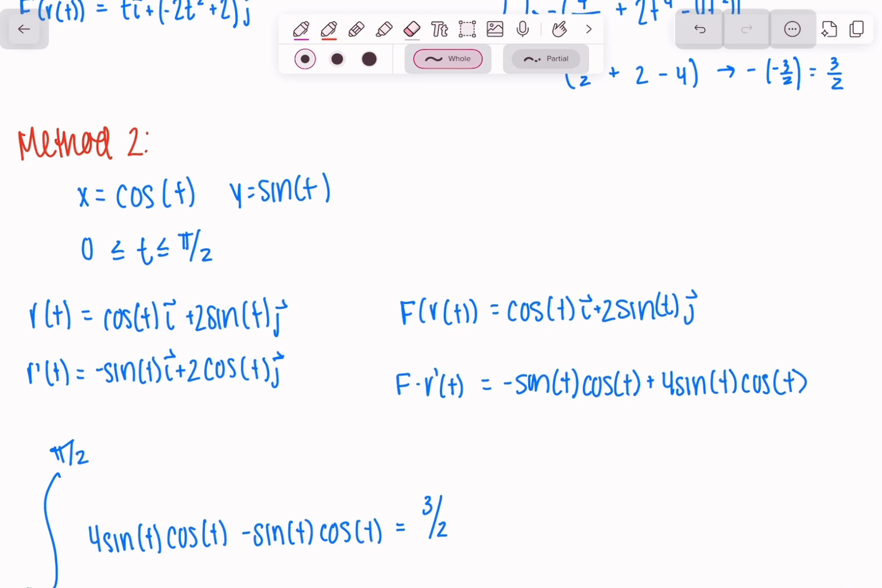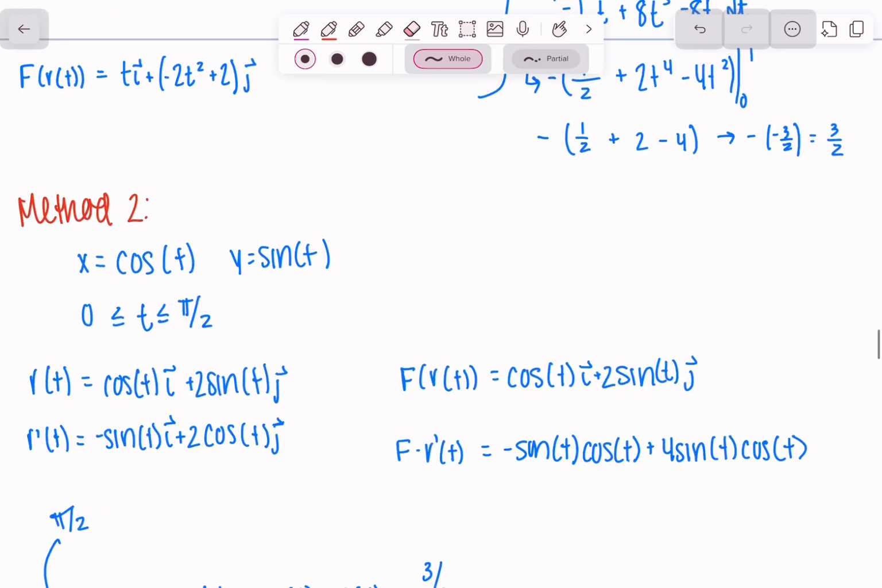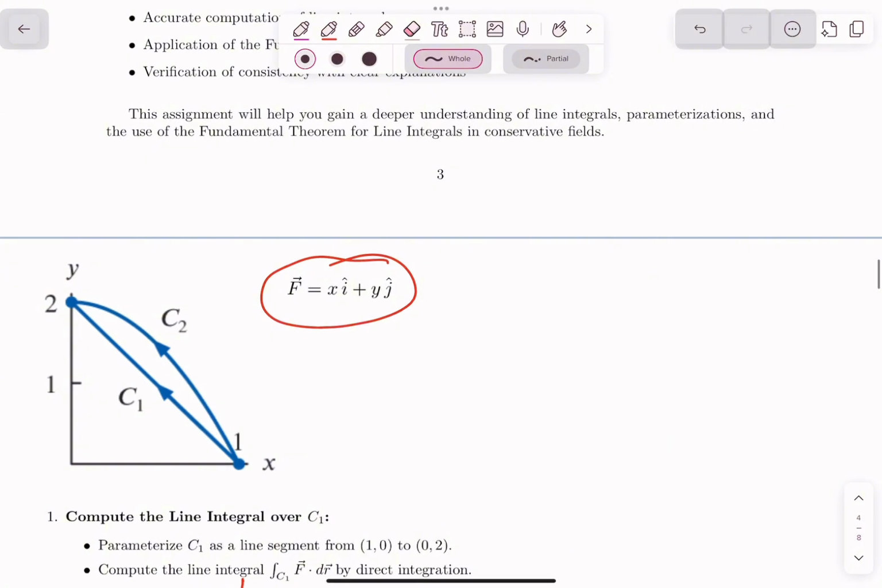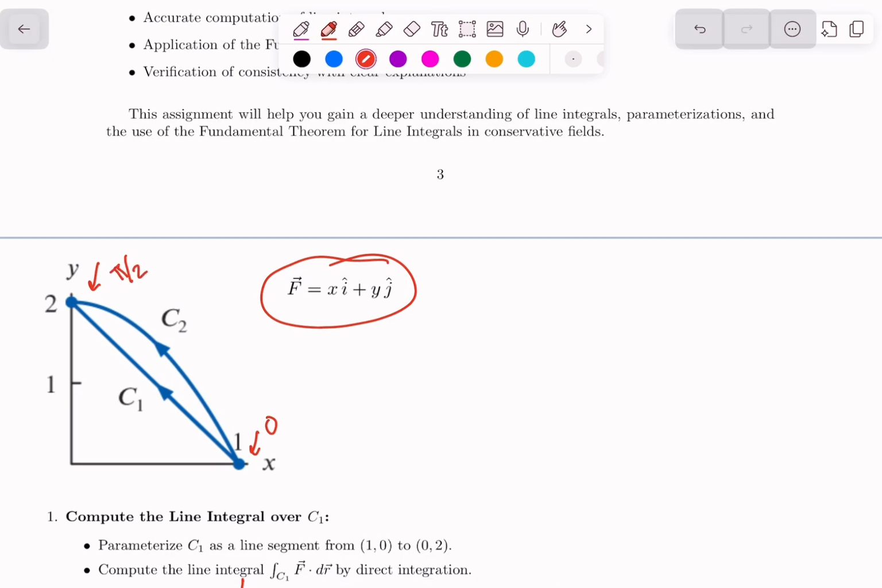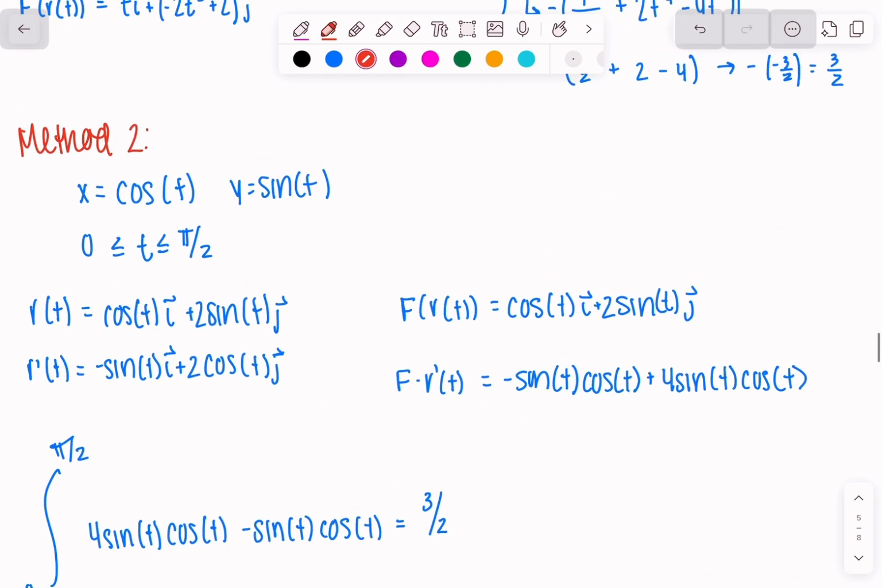And the bounds here, because we're thinking of it more as a circular shape instead of just 0 and 1 or 0 and 2, are going to be 0 to pi over 2, because we go from the beginning of the unit circle, which is 0, to the end of the first quadrant of the unit circle, which is pi over 2. So we set that parameter.